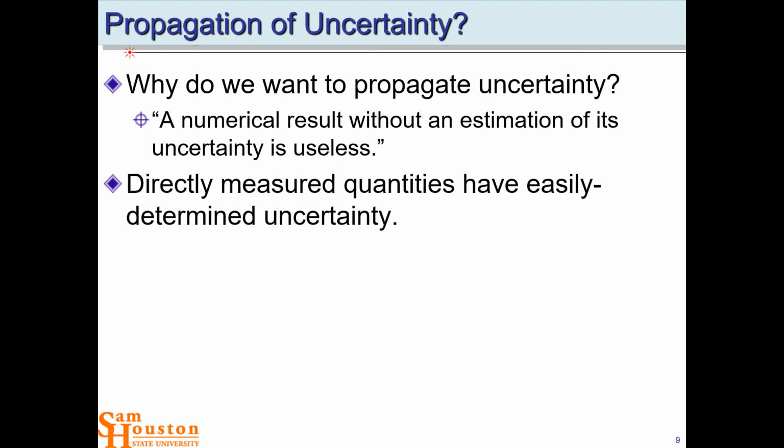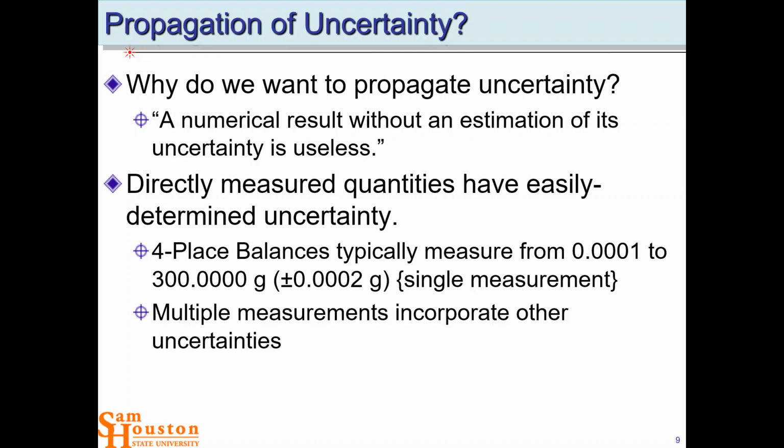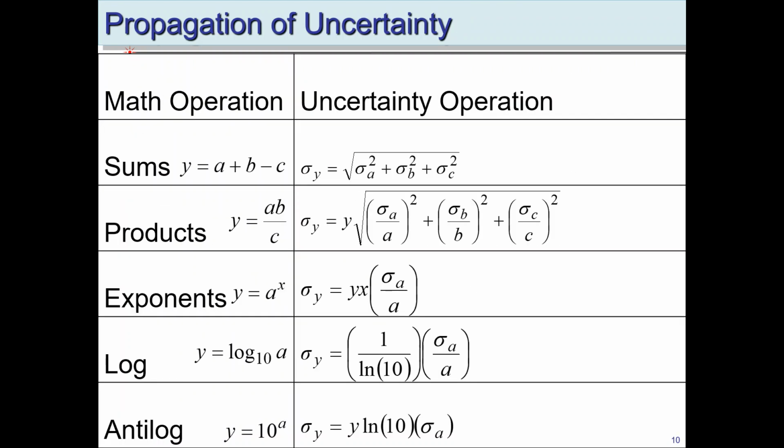So this numerical result without an estimate of its uncertainty is useless. It makes the person that you report to have to make assumptions that may not be founded. They may assume it's plus or minus 1 on the last digit, and it's not. It's higher than that. So directly measured values can easily be estimated, but multiple measurements require standard deviations and so on. So we will use these formulas.